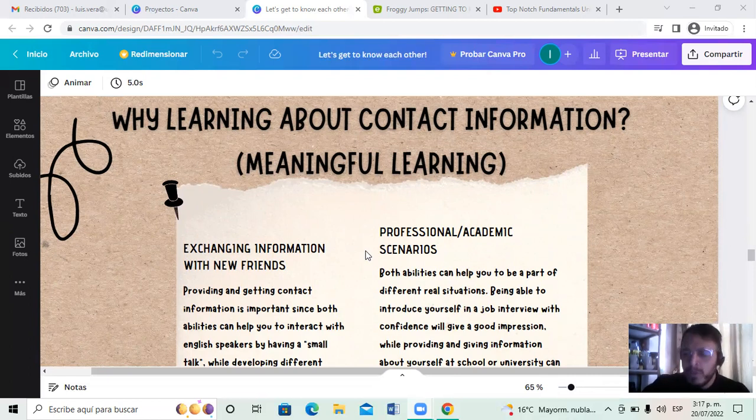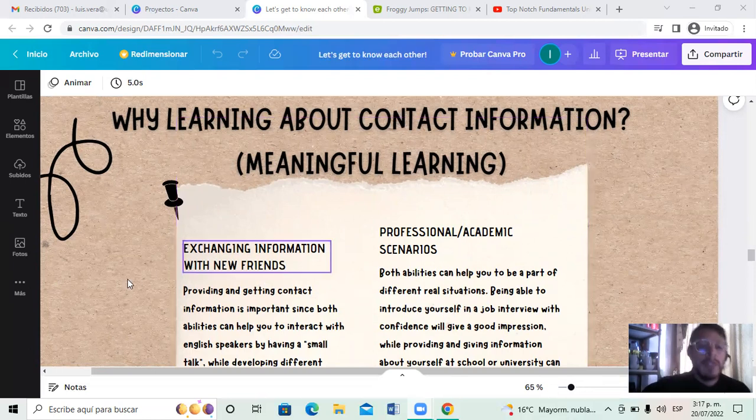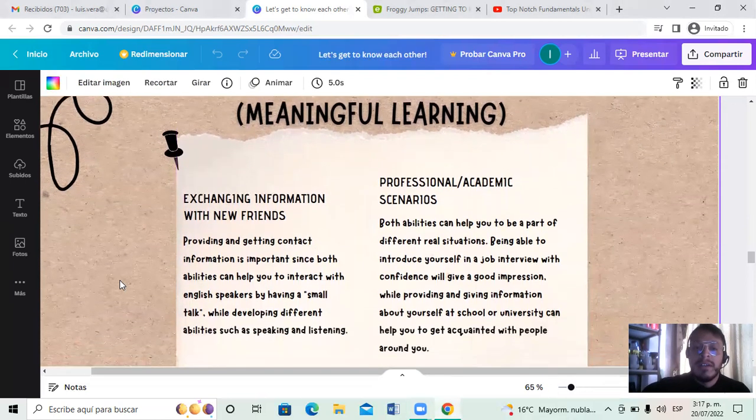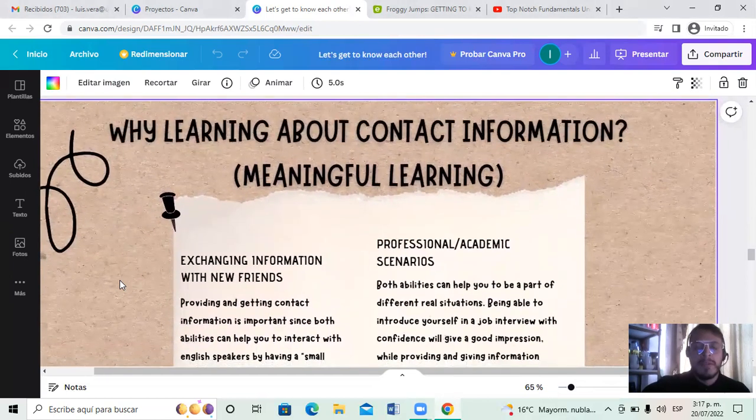Yo he preparado 2 situaciones, ¿ok? Number 1, exchanging information with new friends, ¿ok? Cuando conoces a alguien nuevo, ¿ok? Tener la habilidad de solicitar información y de dar tu información personal te permitirá interactuar con cualquier hablante de inglés de cualquier nivel, en una charla netamente casual. Y a su vez, no estás charlando por charlar, sino que estás desarrollando tus habilidades de speaking y de listening, ¿ok? Este es el primer escenario en el cual considero que es importante y es el significado de aprender esto de la información personal, ¿ok?